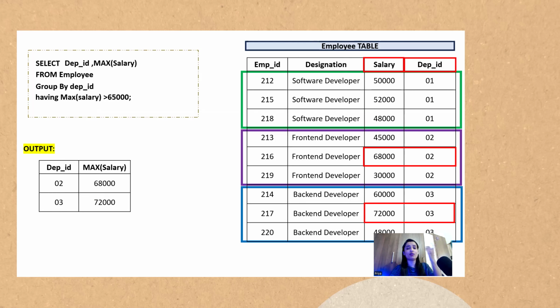The screenshots you will be getting in the notes, guys. So are you understanding? After grouping, if you want to filter out the records, you have to make use of having clause, not where clause. Before group by, use where clause. After group by, you have to make use of having clause.